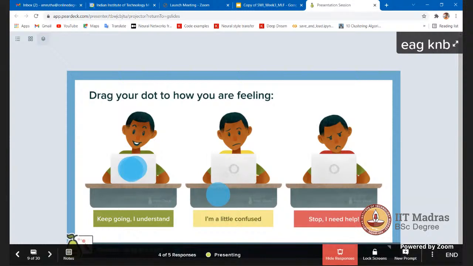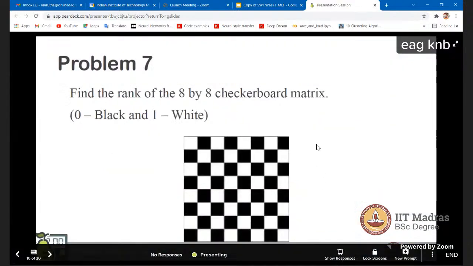So these are some basic concepts I want to stress. Okay, thank you for your participation. Let's go on to the next question. Here you have to find the rank of an 8 by 8 checkerboard matrix. This is a checkerboard picture. You can have 0 for black colored checks and 1 for the white colored checks. So what will be the rank of this matrix? Give your response.